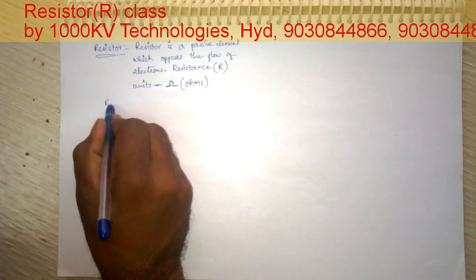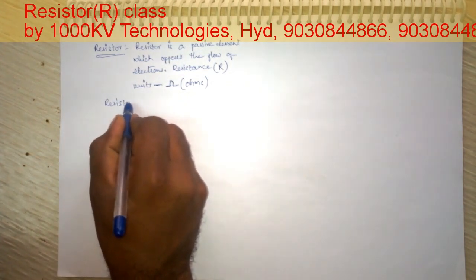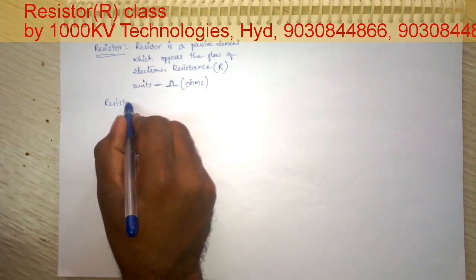Resistor is also used to provide specific voltage to the circuit.